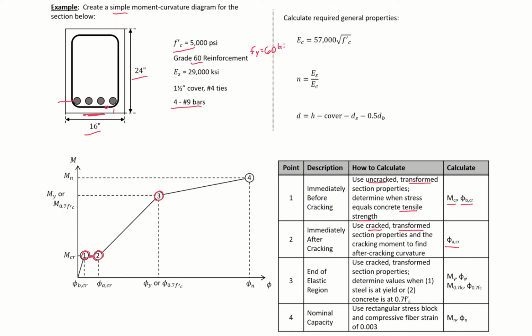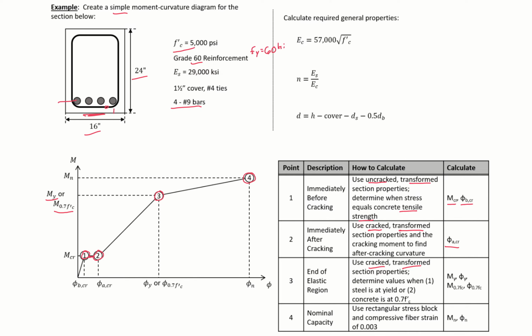And we're still going to use our cracked transformed section properties to determine our yield moment and yield curvature, so the point when our steel equals fy, and also the point when the concrete stress at the extreme compression fiber equals 0.7 f'c. These are the 2 points that will cause our section to go inelastic. The last point that we'll find is our nominal moment capacity, and to find this point we'll use our rectangular stress block approximations to calculate Mn and phi Mn.